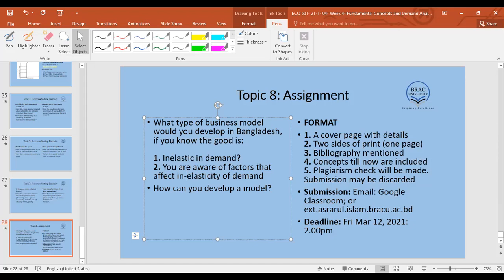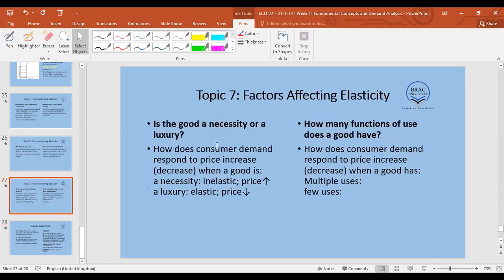Does that product need to be newly formulated? Is it necessary? That's up to you. Look, we had a question here: is the good a necessity or a luxury? It has to be a necessity if it is inelastic. Luxury goods are usually elastic in demand. I gave you a clue.